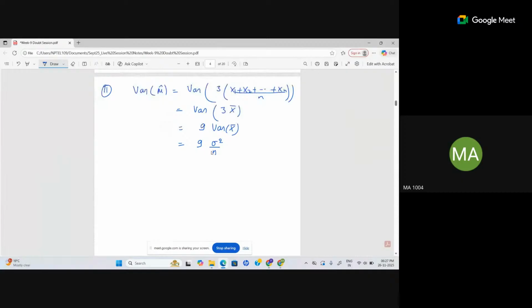plus this, 9 sigma square by n. So ultimately it will be mu square plus 9 sigma square by n. Okay, is this question clear?